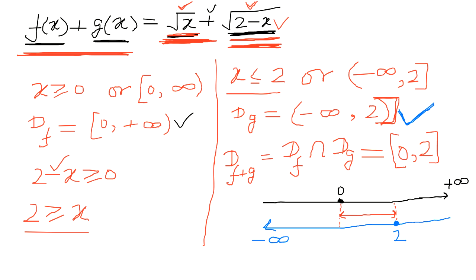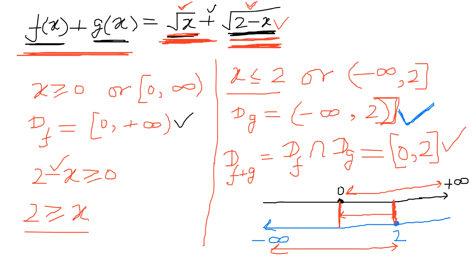Okay. Domain of F from here to here, and domain of G from here to here. So what is common? This and this are common. So 0 to 2. The domain of F plus G equals 0 to 2.